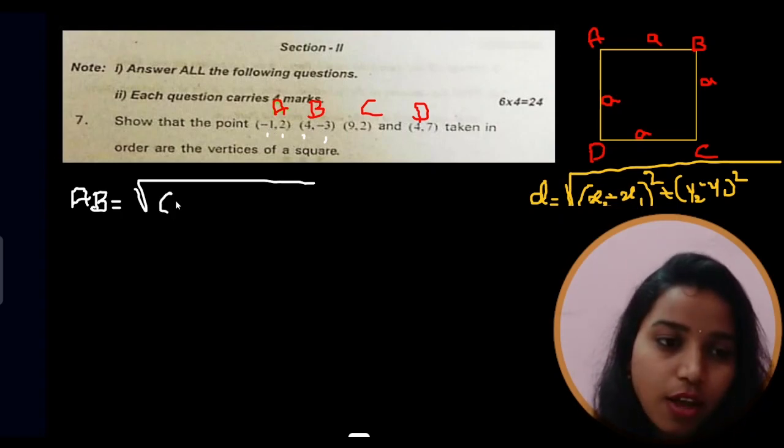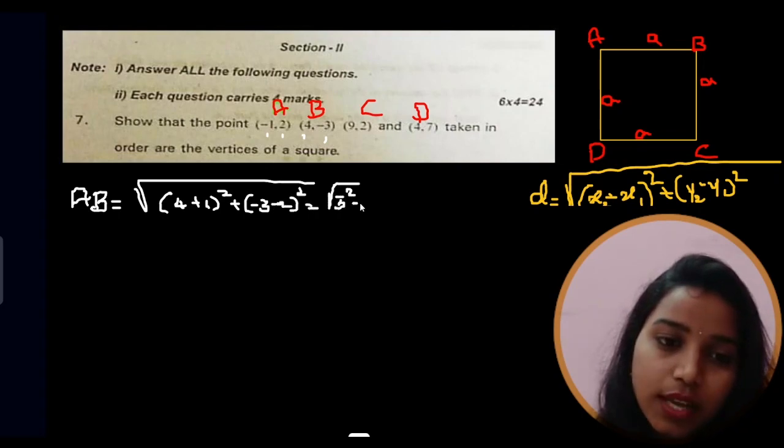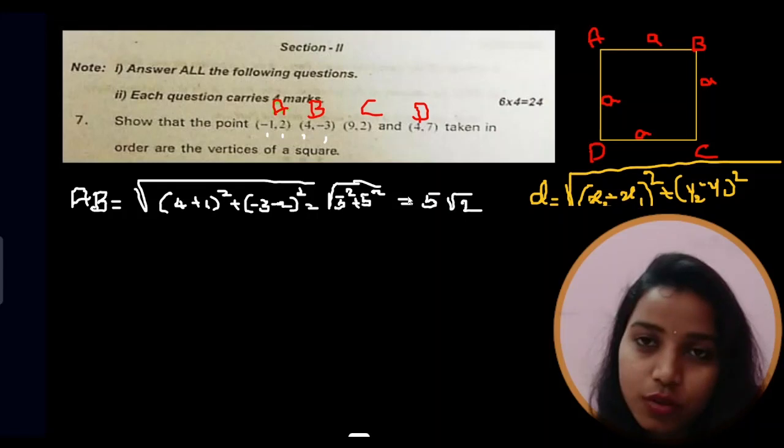That is (4 minus of minus 1) square plus (y2 minus y1), which is minus 3 minus 2, whole square. That is nothing but 5 square plus 5 square. So simply I can write 5 root 2. Can I? Of course.